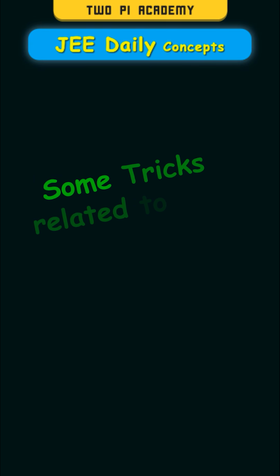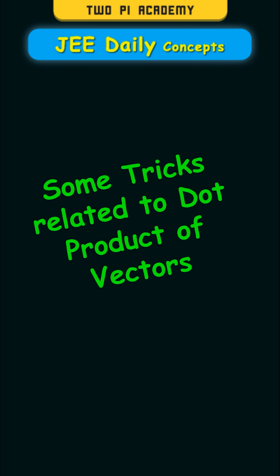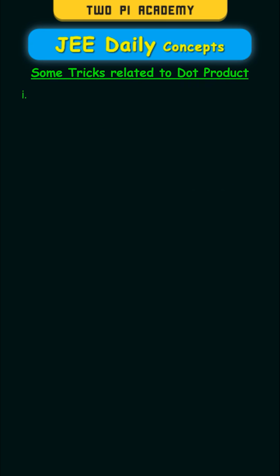Some important tricks when solving problems related to dot product of vectors. The first property is that if you have two vectors, then you can take the dot product of the vectors in any order to get the same result. This is known as the commutative property of the dot product.